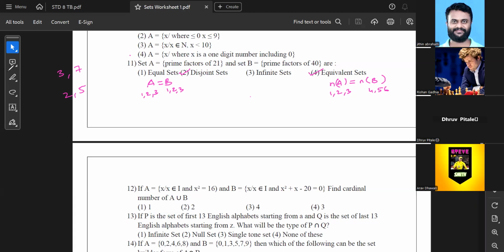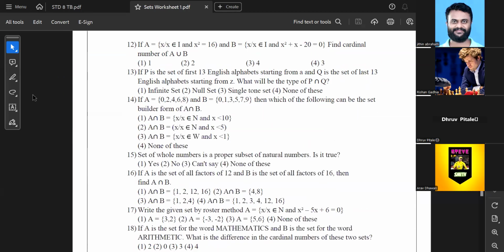12th one. If A is a set where x is an integer and x square is equal to 16, then when you take the square root of 16, your possibilities are plus 4 and minus 4, because squaring plus 4 gives 16 and squaring minus 4 also gives 16. So these are the two possible numbers, and in integers both possibilities exist.